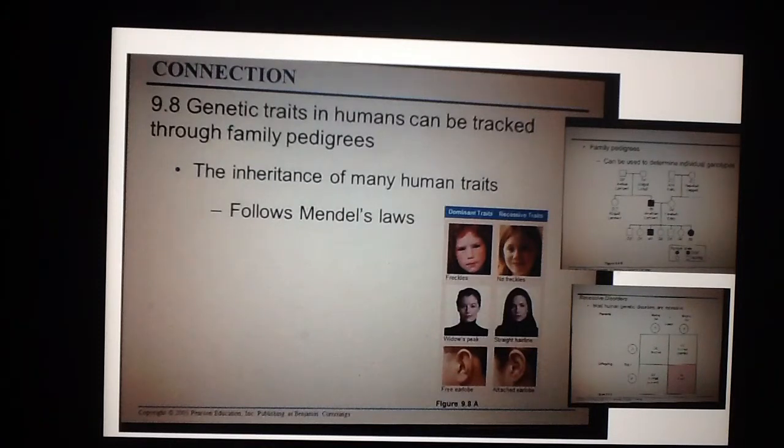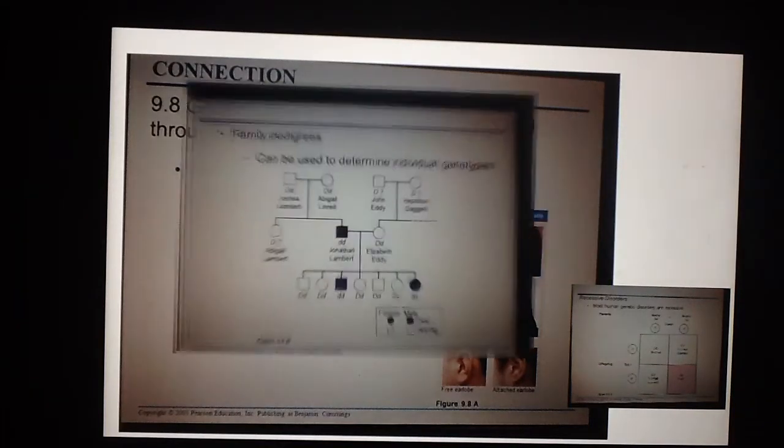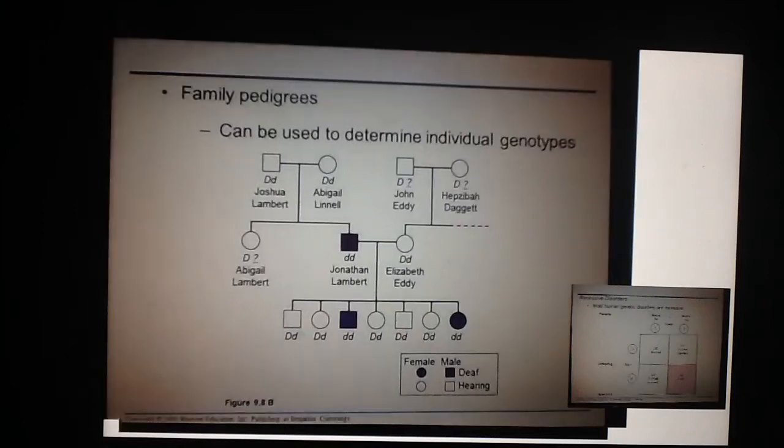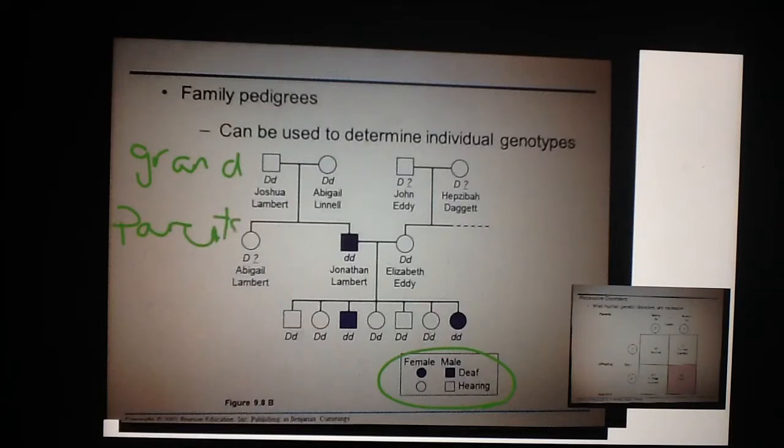If we were to look at several generations of a family, what we would do is draw something called a pedigree. A pedigree can actually show individuals' genotypes based on their phenotypes, or what they look like. Here we're looking at a pattern of deaf versus normal hearing in a family. We are starting with the grandparents, which are all the way up here. Then we have parents.